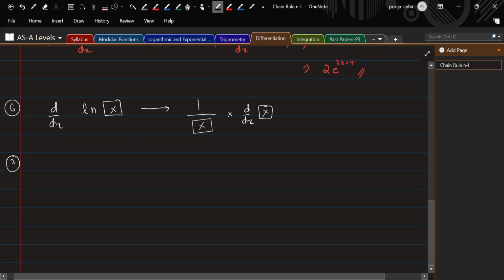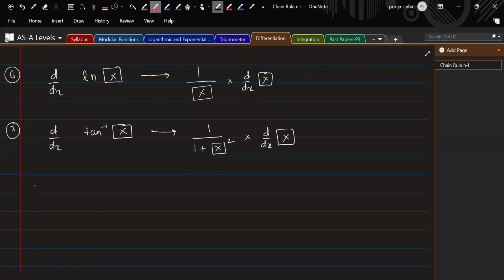And the last one, if you saw the syllabus, was tan inverse. So d by dx of tan inverse of the box is equal to 1 upon 1 plus that x squared, and again multiplied by d by dx of that box. Okay?